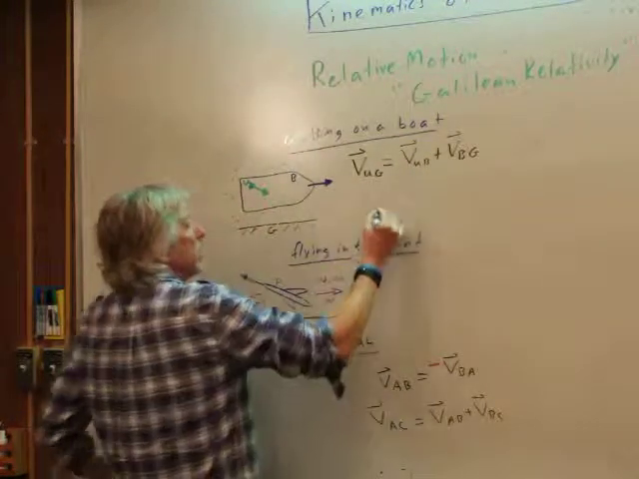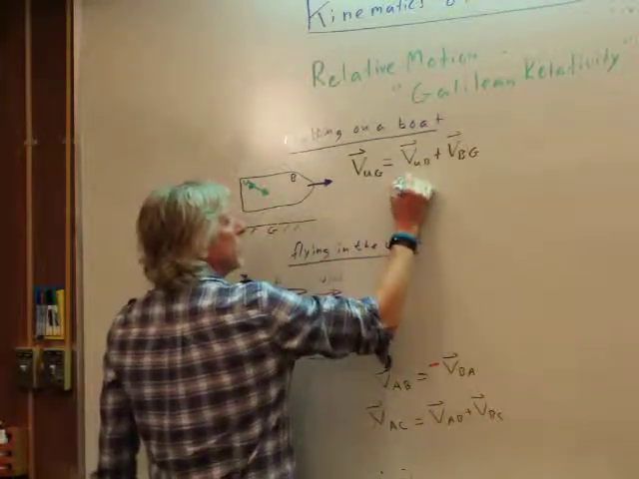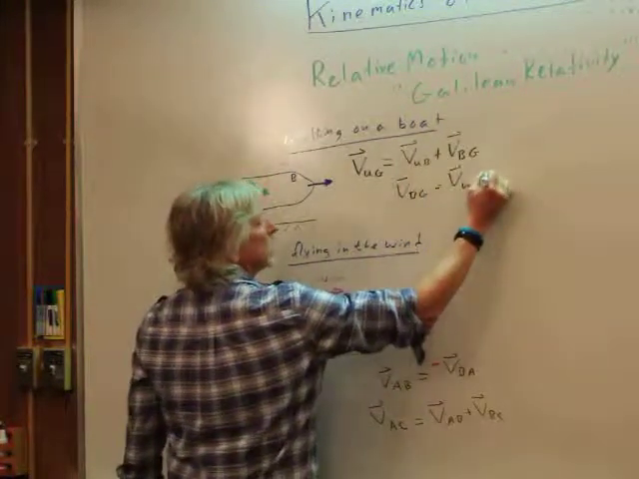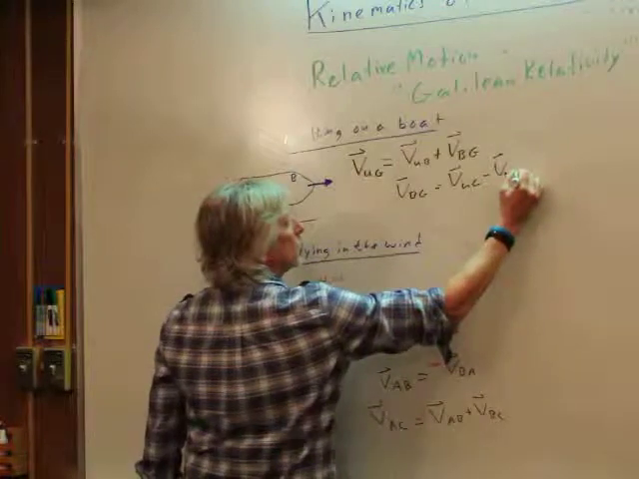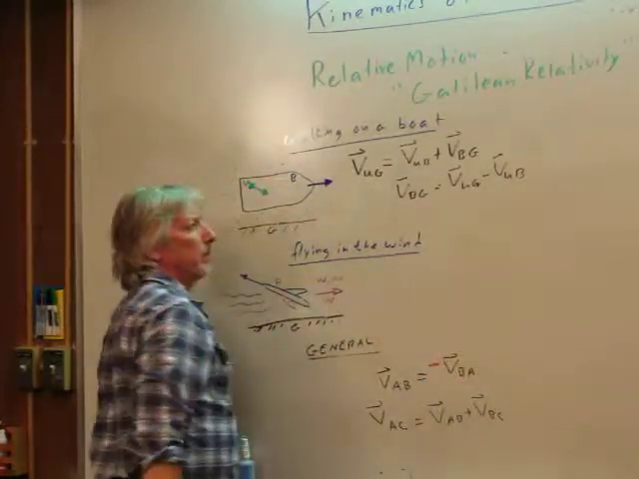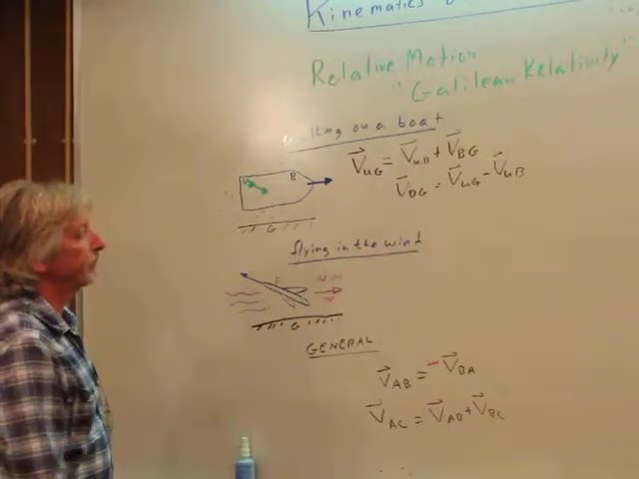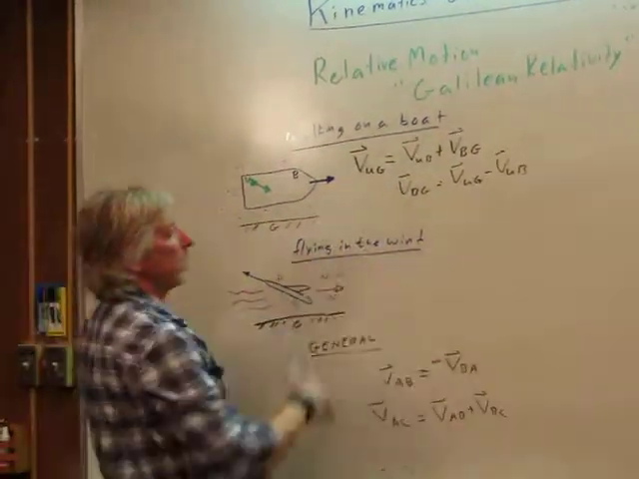So that means I could write VBG is equal to VUG minus VUB. Because I just rearranged it, and then I get it right. So however it goes. We'll explore that in just a minute too.